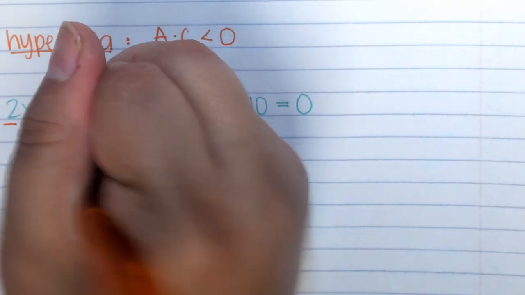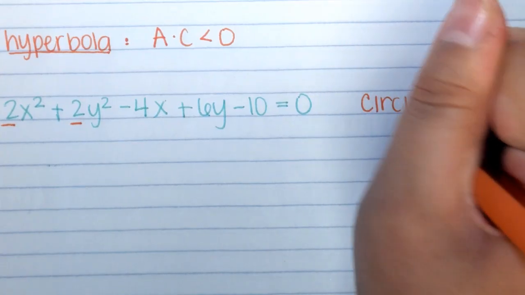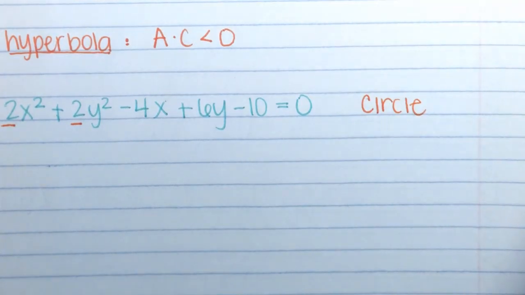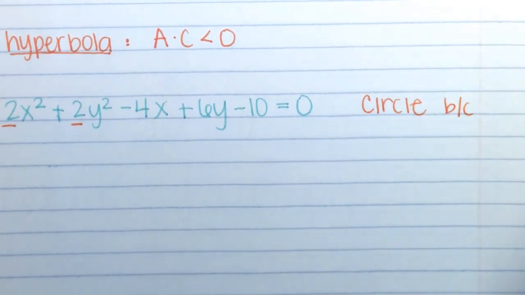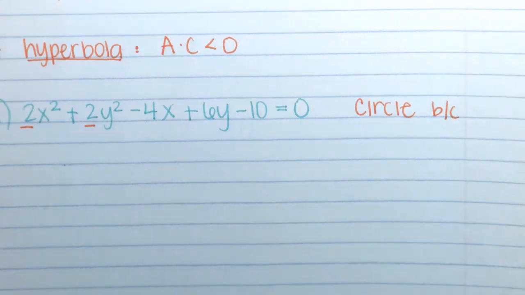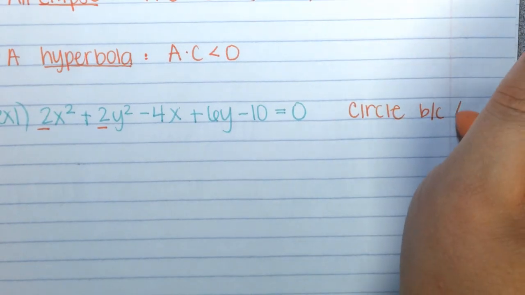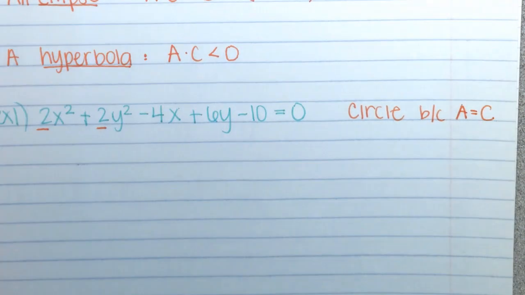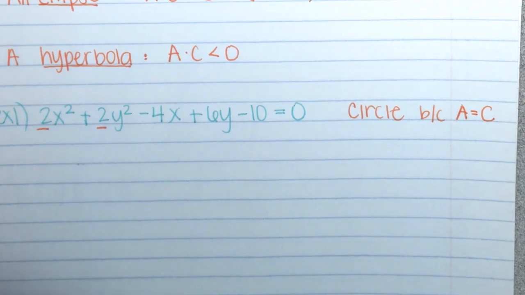Y'all, is this that difficult? Did it look harder when I gave you that equation? So what is your reason? You're going to have to justify. It's a circle because what? A equals C. And that's it. That's your homework.